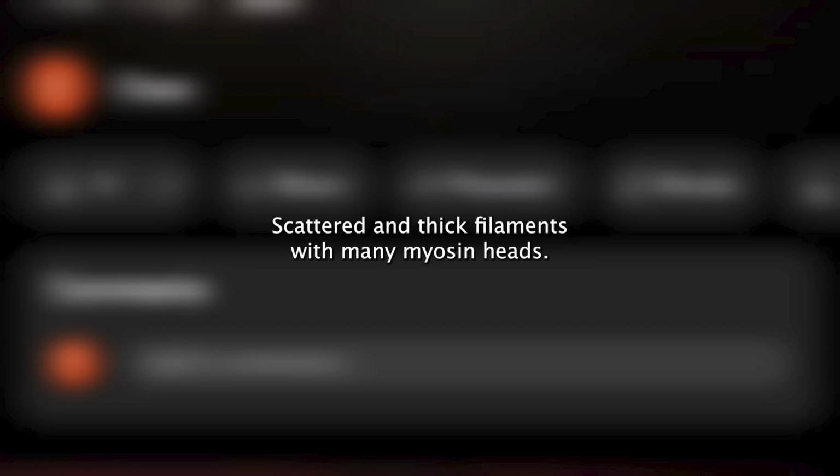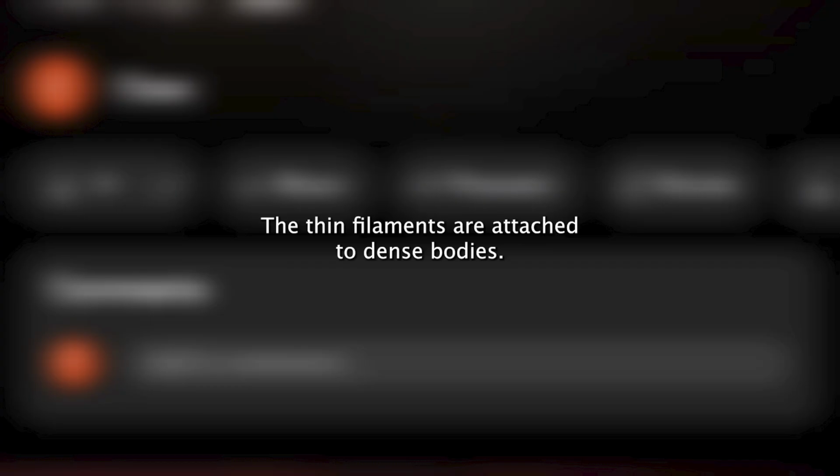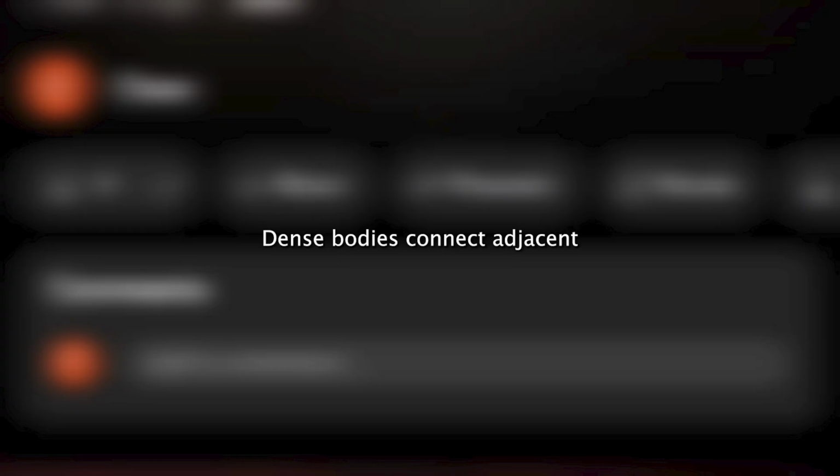Structural characteristics of smooth muscle: they're long, slender, spindle-shaped cells. They have a single central nucleus. There's no T-tubules, no myofibrils, or sarcomeres. It's non-striated muscle. Scattered thick filaments with many myosin heads. The thin filaments are attached to dense bodies. Dense bodies connect adjacent cells, transmitting contractions.